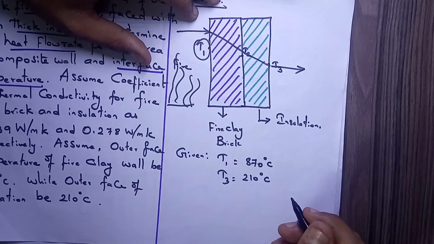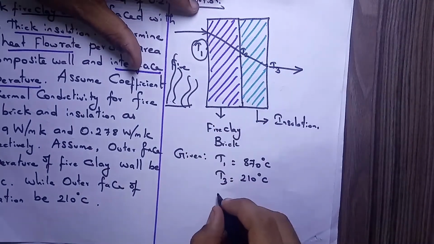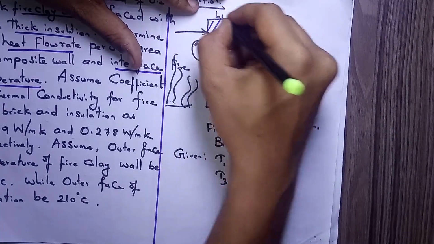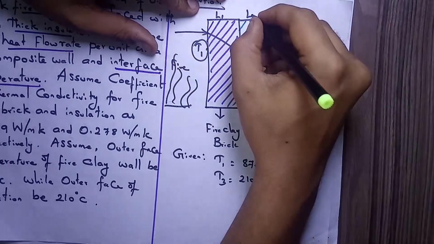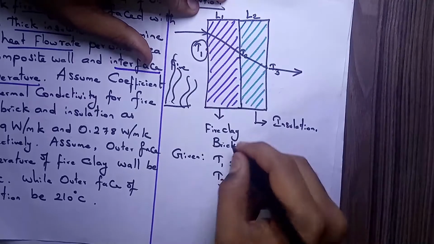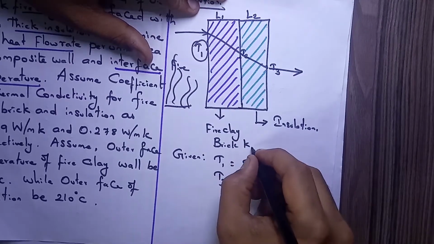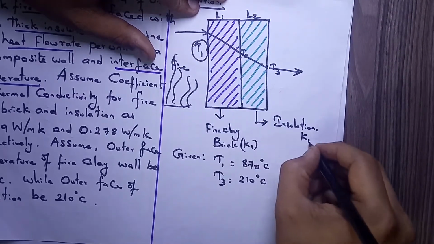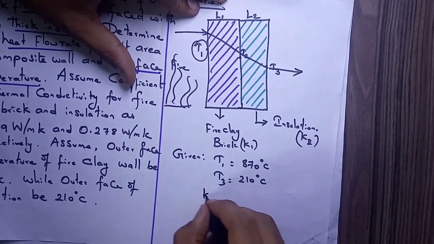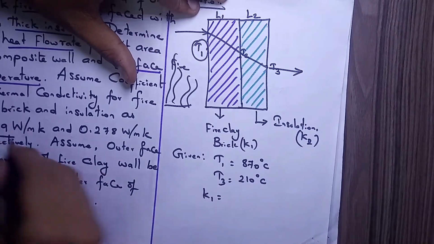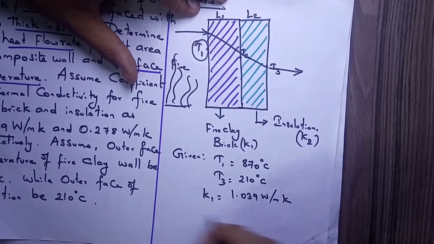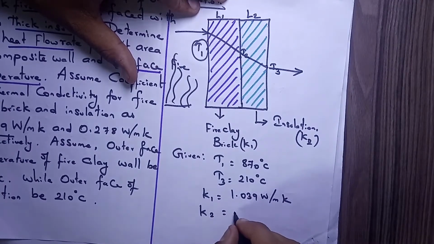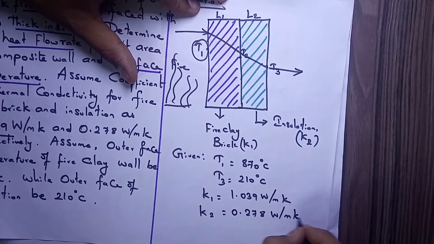Then what about the thickness? Let us consider the brick thickness as L1, the insulation thickness as L2, the fire clay brick conductivity value as K1 and the insulation conductivity value as K2. Therefore, the K1 value is 1.039 watt per meter Kelvin. The K2 value will be 0.278 watt per meter Kelvin.